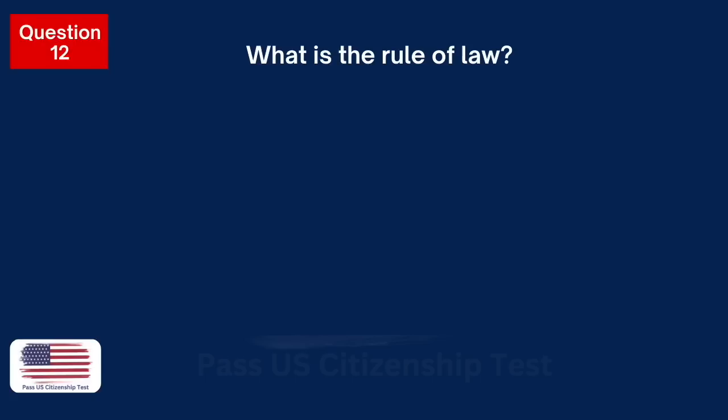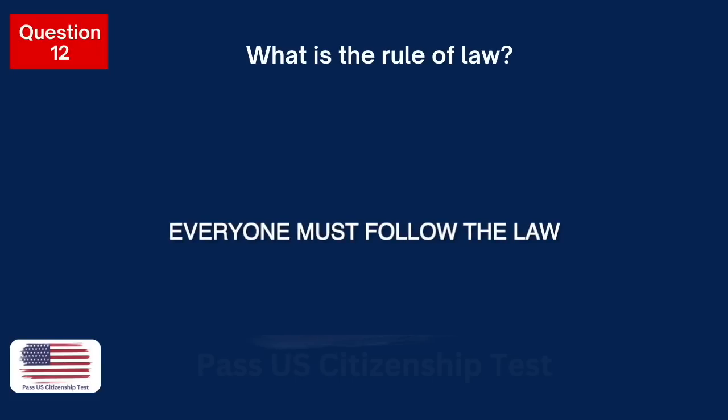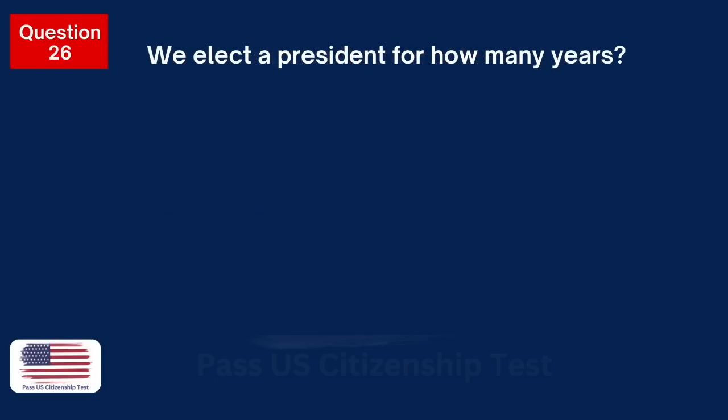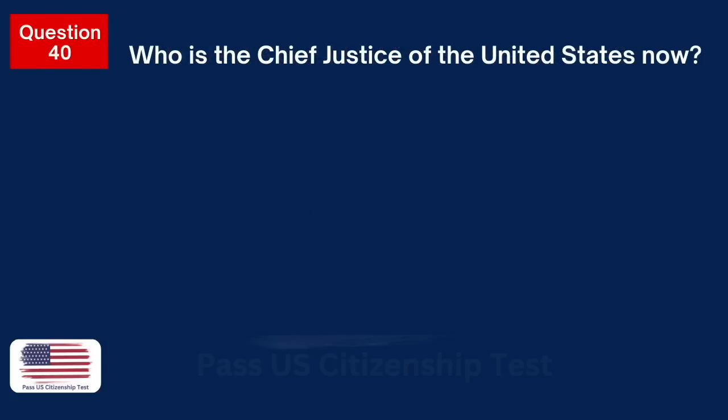What is the rule of law? Everyone must follow the law. We elect a president for how many years? 4. Who is the Chief Justice of the United States now? John Roberts.